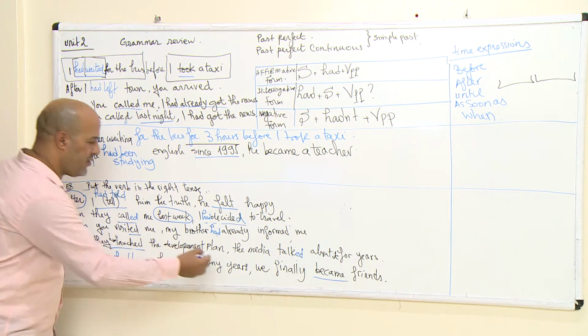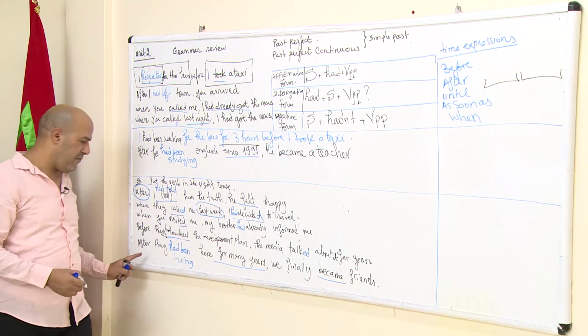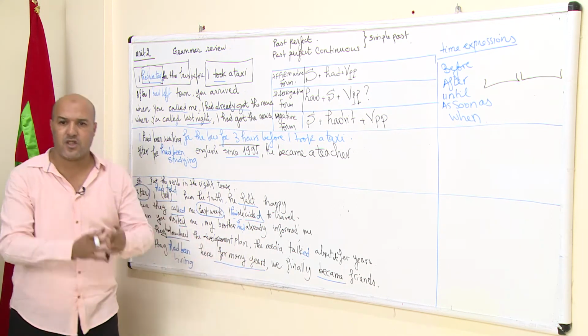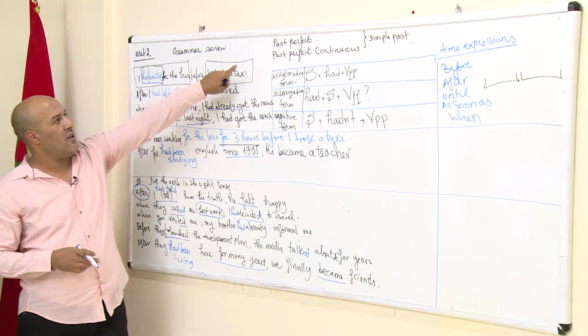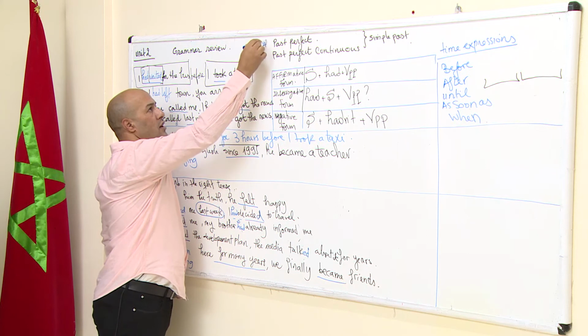I had been living because here we have mentioned the duration. So I had been living here for many years. That means it's a long action. I said long action and short action. Okay.